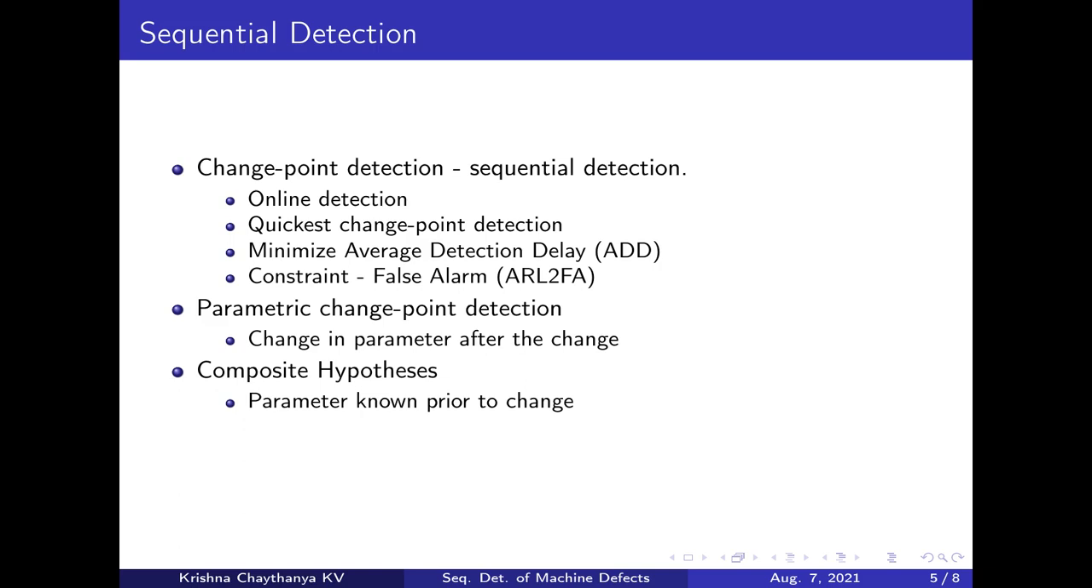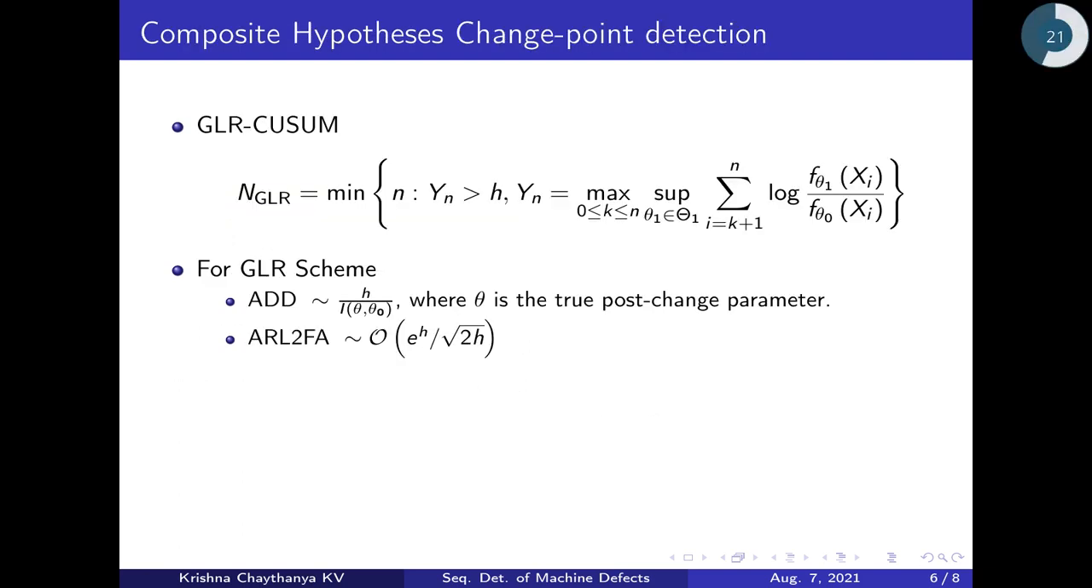The post-change parameter theta 1, though, is unknown, and we assume that it is from some set, capital theta 1. Under this model, it is known that the optimal detector is a generalized likelihood ratio based CUSUM procedure, GLR CUSUM, which is shown here. Note that this is equivalent to performing a maximum likelihood estimation of the post-change parameter theta 1 and then using this parameter to run a CUSUM algorithm.